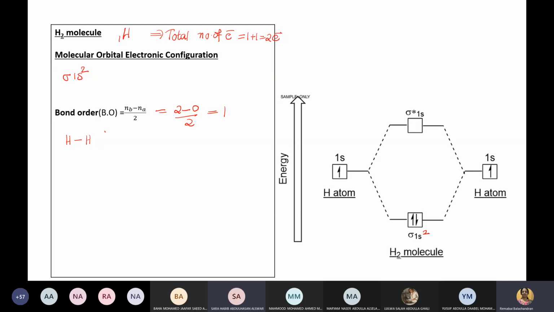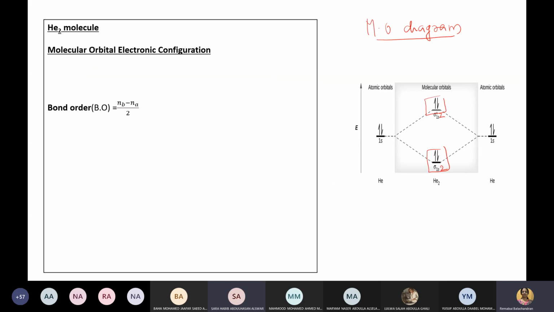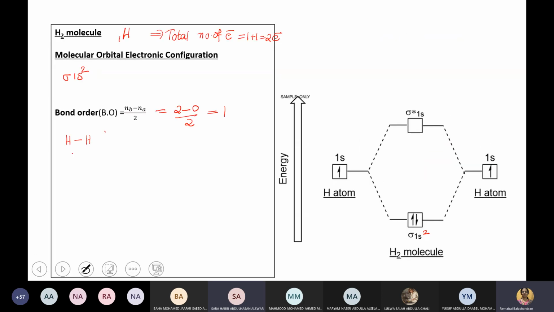If bond order is positive, the molecule is stable. If bond order is 0, that means 0 bond is there, and the molecule doesn't exist. So here, since bond order is positive, the molecule is stable. Which molecule is this one? H2 molecule is stable.